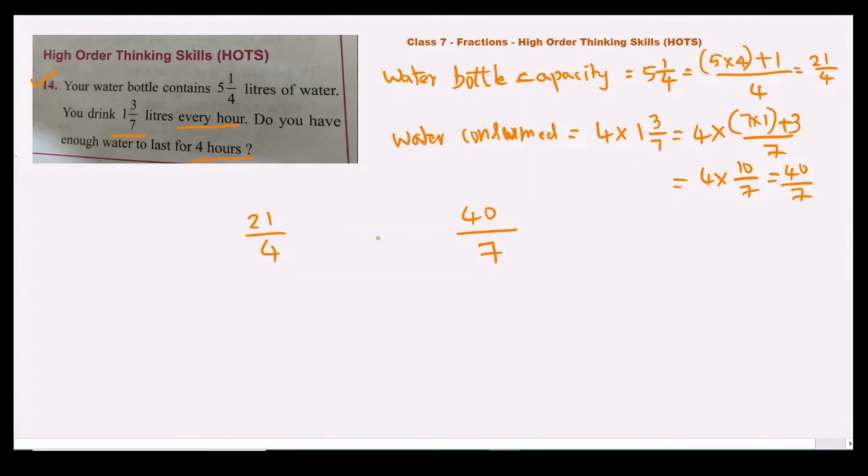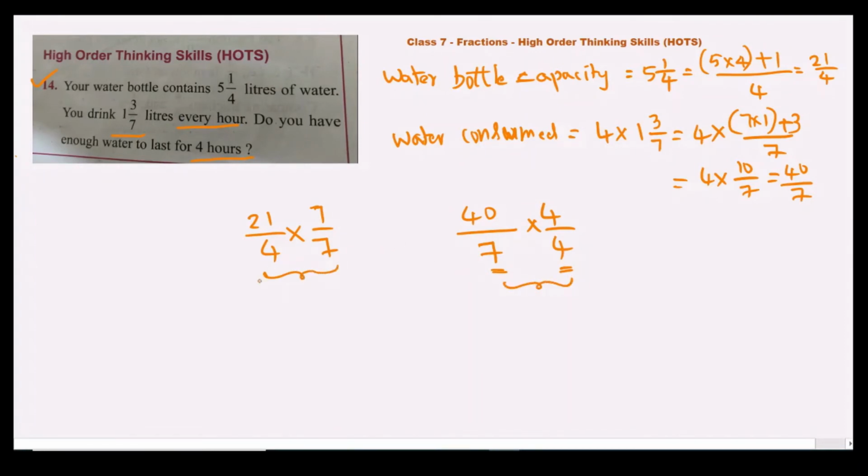How can we compare? This fraction I am multiplying with 7 by 7, and this fraction I am multiplying with 4 by 4. Why am I doing so? 7 by 7 is nothing but 1. If you multiply an entire fraction with 1, there is no difference. And 40 by 7 is already with us; I am multiplying this 40 by 7 with 4 by 4. 4 by 4 has the value 1, and if you multiply any fraction with 1, there is no difference. Why am I doing this with 4 by 4 and with 7 by 7? So as to make the denominators equal.